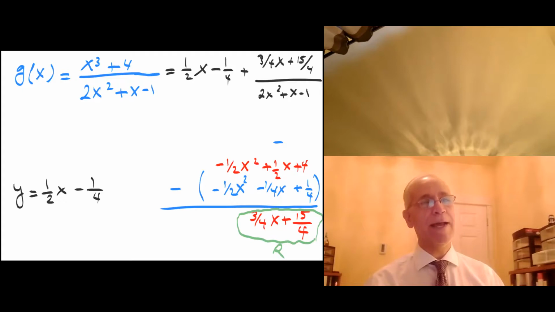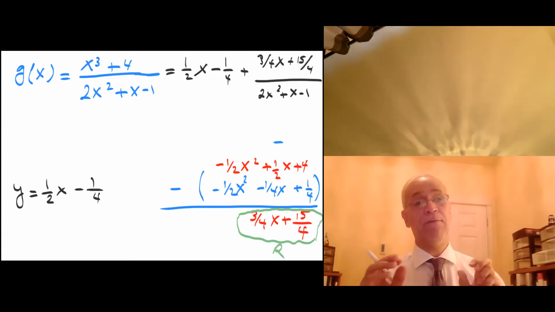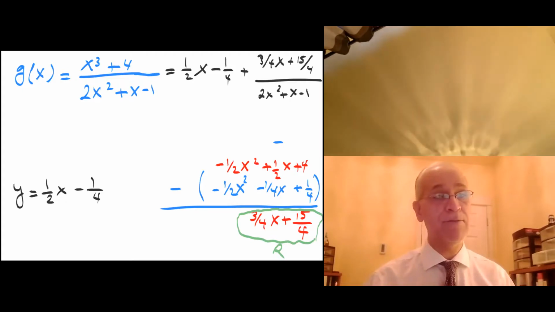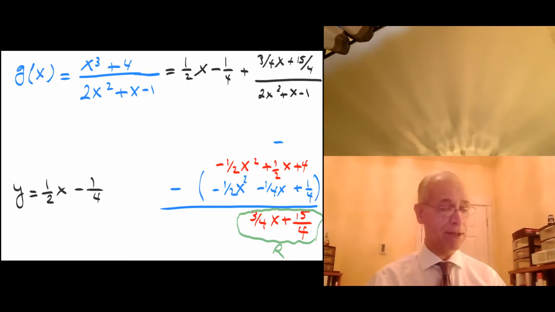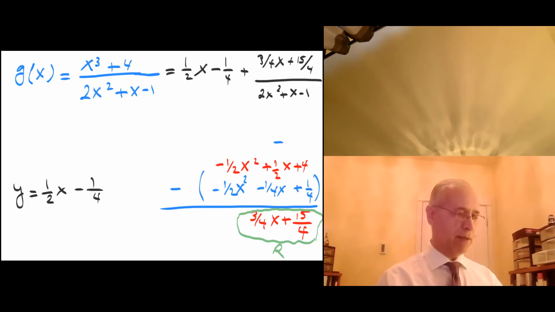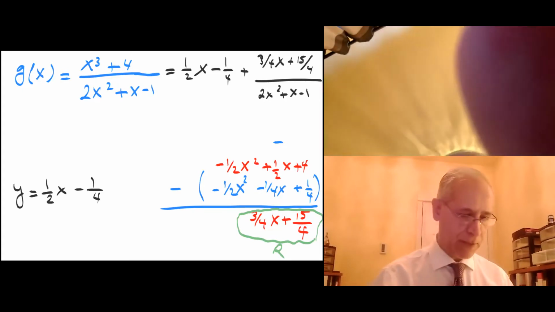And notice that for very, very large values of x, the remainder approaches 0, so we don't care for that when it comes to slant asymptotes. Okay. Well, let's see. Let's do one last one.